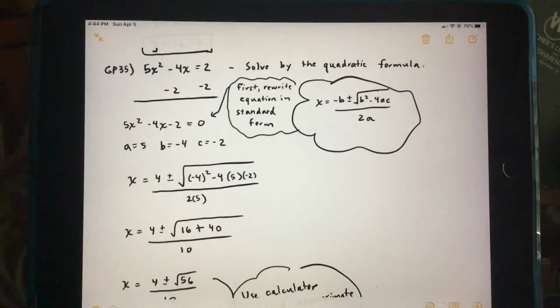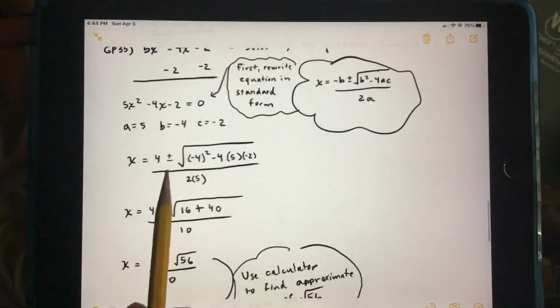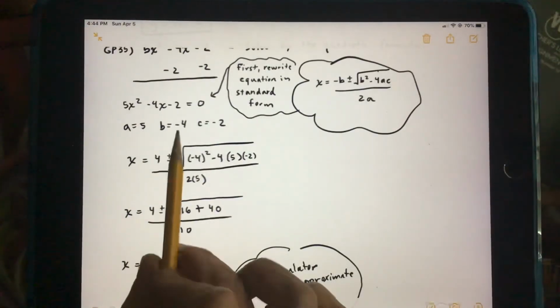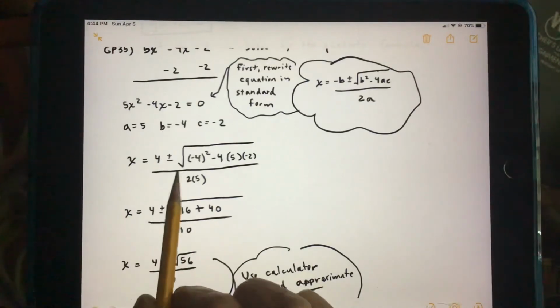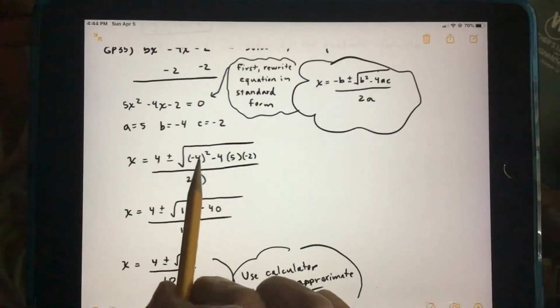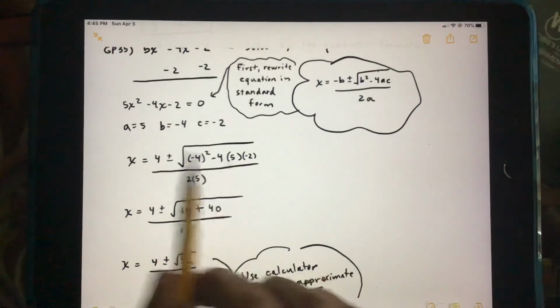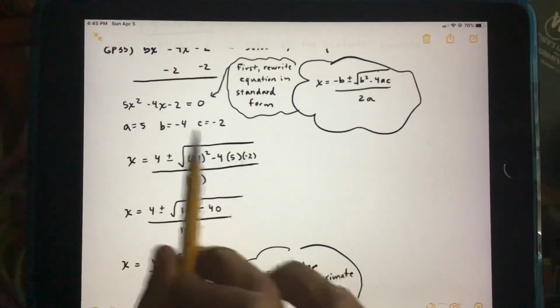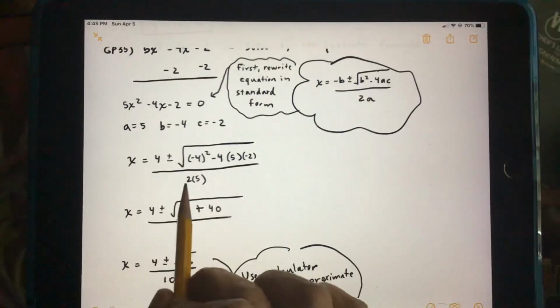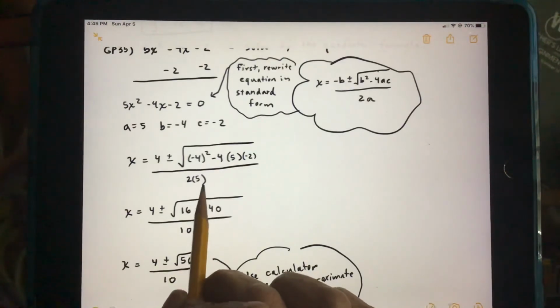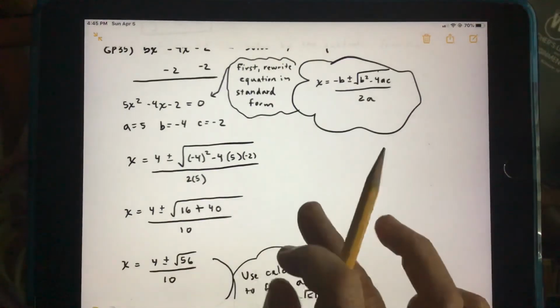Now plugging into the quadratic formula, we're going to write down the opposite of b. The opposite of negative 4 is 4, plus or minus the square root of b squared. Remember, when we are squaring a negative number, we need to enclose that negative number in parentheses before we square it. Minus 4 times a, which is 5, c, which is negative 2, all over 2 times a. And our a is 5 here. Okay, let's simplify it all.